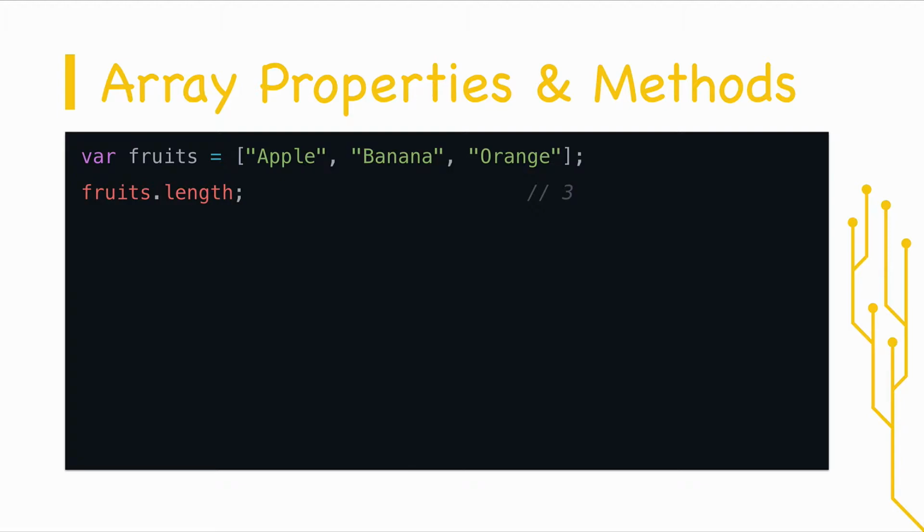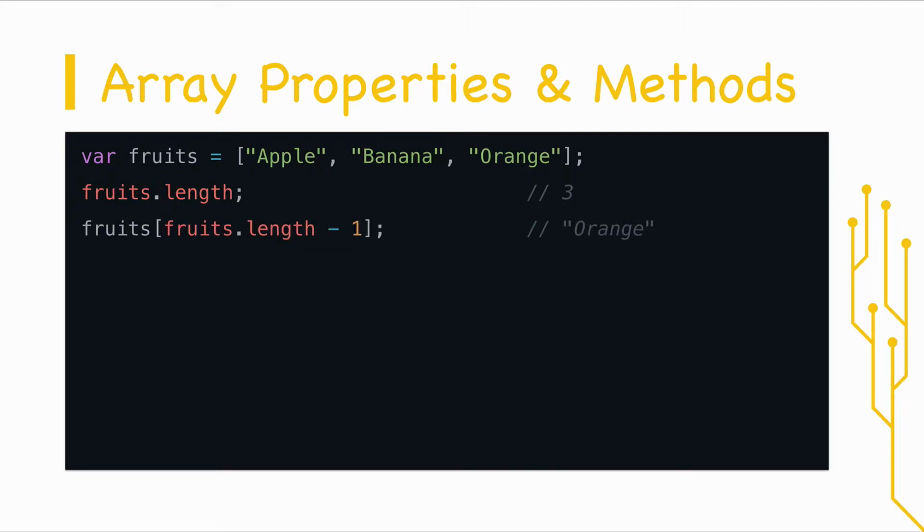And that is why fruits.length, which means we're accessing the length property of the fruits array using the dot syntax, outputs the value, the number 3. Because that is the length of the array, or exactly how many items are there inside the array. So you can use the length property on an array to quickly retrieve exactly how many items the array contains.